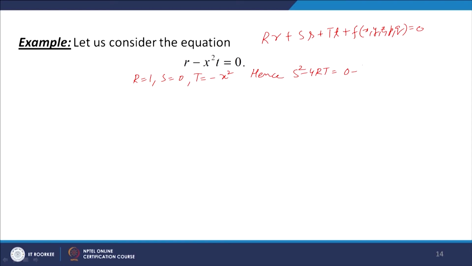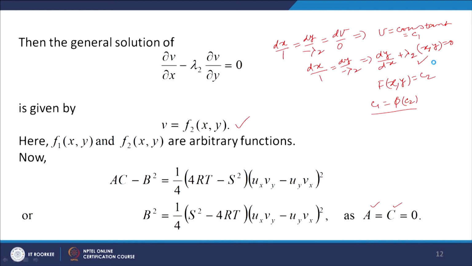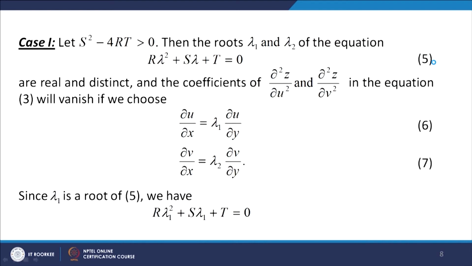So, 0 minus 4 into 1 into minus x square. So, we get 4 x square, which is positive. So, s square minus 4 r t is greater than 0. Therefore, the equation r lambda square plus s lambda plus t equal to 0 will have two real and distinct roots. So, let us write the roots for this equation.